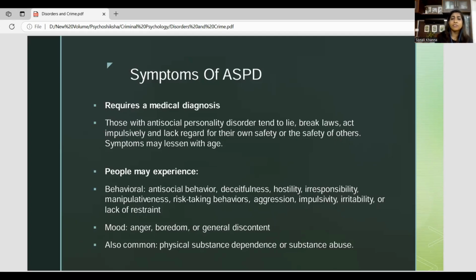Behavioral symptoms include antisocial behavior, deceitfulness, hostility, irresponsibility, manipulativeness, risk-taking behavior, aggression, impulsivity, irritability, or lack of restraint, mood, anger, boredom, and general discontent. So they get bored very easily, are very aggressive, and of course they do substance abuse and are very impulsive. These are the basic behaviors that we can see. We all exhibit those behaviors, but when we call somebody psychologically disordered, it means it is to such an extent that they're not able to maintain a regular life or they are a danger to society.